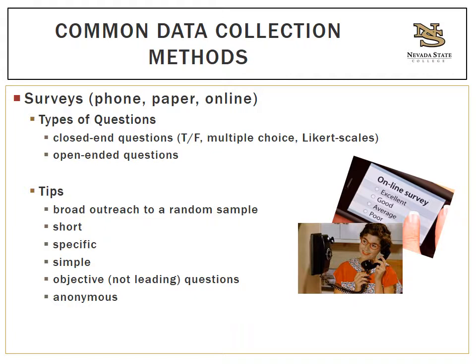Surveys can have multiple different types of questions, but the broadest categorization of survey questions would be closed-ended and open-ended. Closed-ended questions would be like true or false, multiple choice, and Likert scales that have you rate something on a scale of like 1 to 10. So closed-ended questions just have specific responses to choose from. The good thing about these is that they're really quick, easy to analyze, and really straightforward.